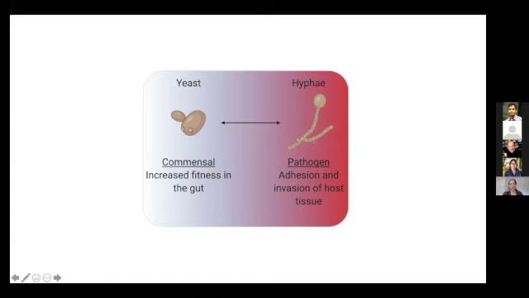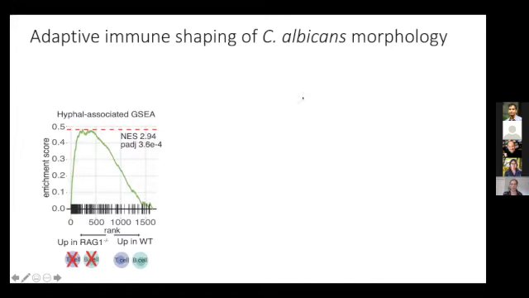And so we asked directly whether this yeast to hyphal transition differs in wild type or rag mice. First, by comparing our RNA-seq data to a list of genes known to be upregulated during hyphal formation. From this gene set enrichment analysis, we found that indeed there was a significant enrichment in hyphal genes in the Candida colonizing rag mice compared to wild type mice.